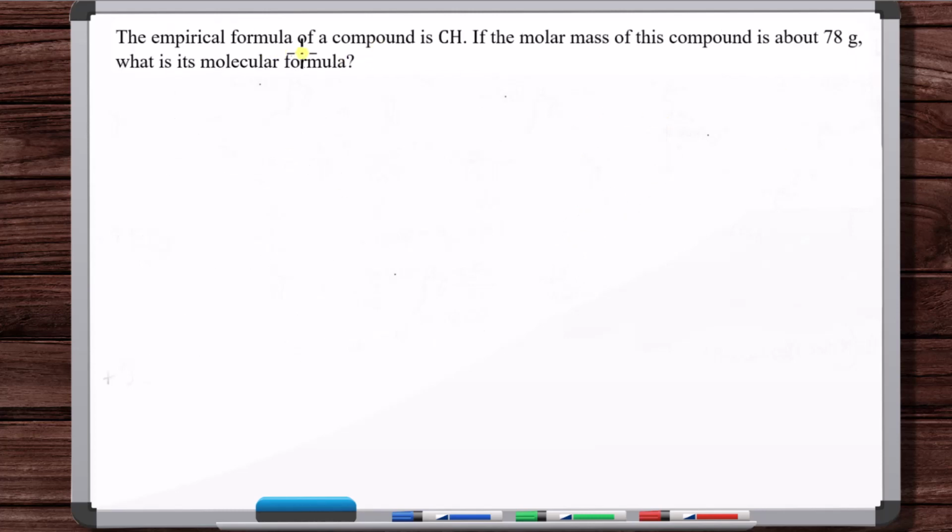Okay, the empirical formula of a compound is CH. If the molar mass of this compound is about 78 grams, what is its molecular formula? All right, so what is the molar mass of the empirical formula?